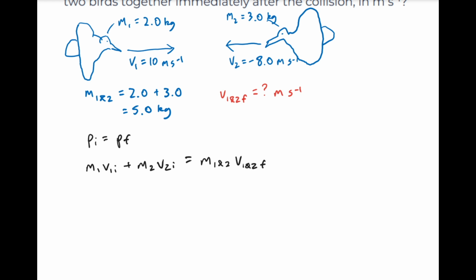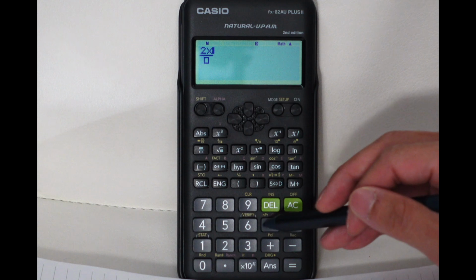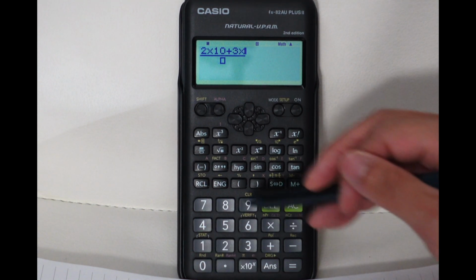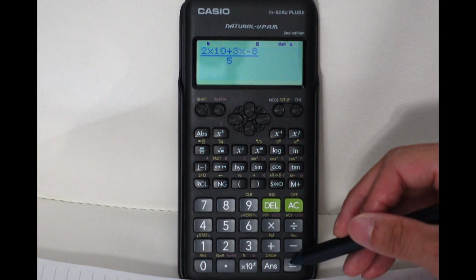So if we rearrange it for v1 and 2f, then v1 and 2f equals m1 v1 initial plus m2 v2 initial divided by m1 and 2. If we substitute the values, then it becomes 2 times 10 plus 3 times 8 over 5. Let's put this into the calculator. Press the fraction button, then 2 times 10 plus 3 times negative 8, then arrow right or down to get to the denominator, and then enter 5.